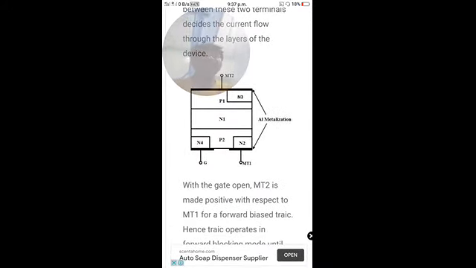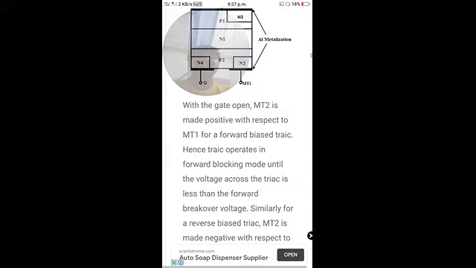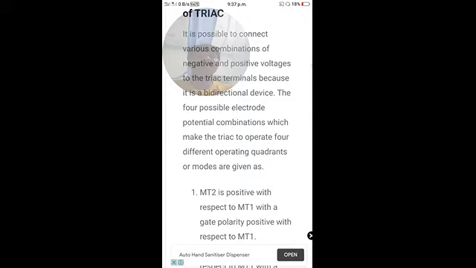So here we can operate the triac with the two voltages simultaneously, two biasing voltages simultaneously. One voltage is connected between the MT2 and MT1, and another gate supply is connected between the gate and the MT1. So with this since we have three terminals and two voltages, so we can bias the triac in four different ways. Let us see the different modes of operation of a triac.